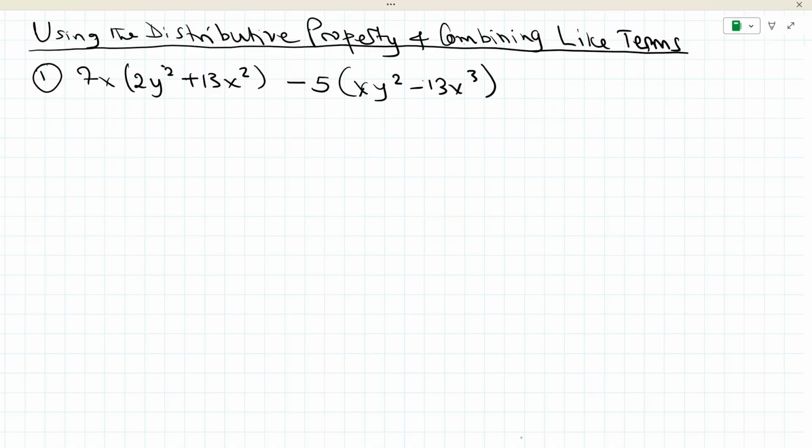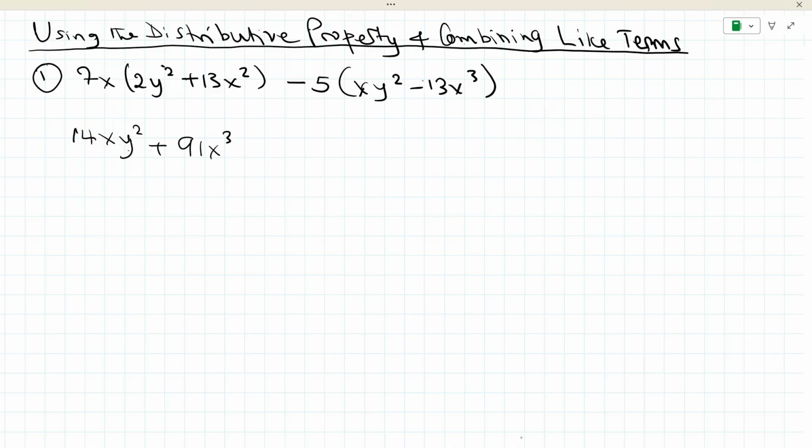So 7x is multiplied by 2y squared, and this will give us 14xy squared. Then 7x is multiplied by 13x squared, which will be 91x cubed. And then we move on to subtracting the next term, which we have to use the distributive property to then later simplify it by combining like terms.